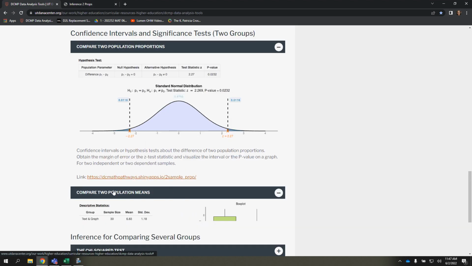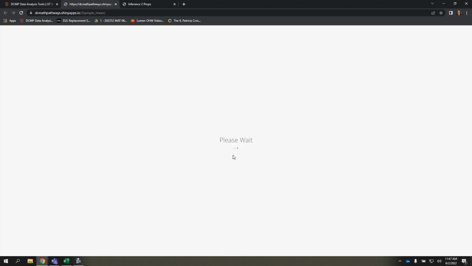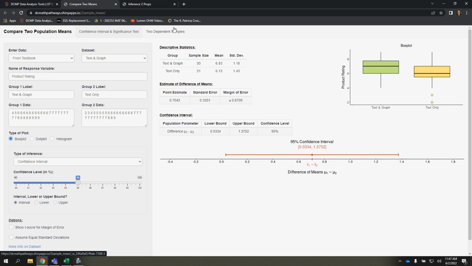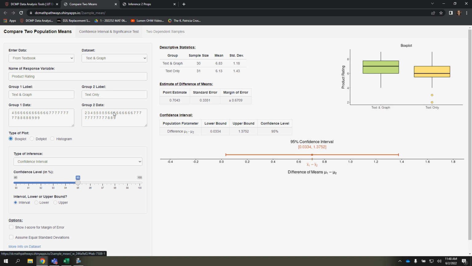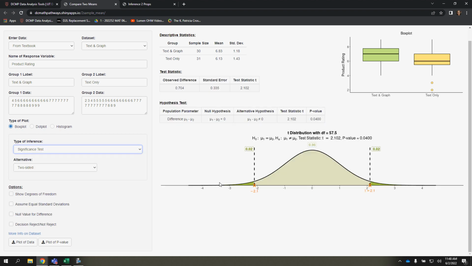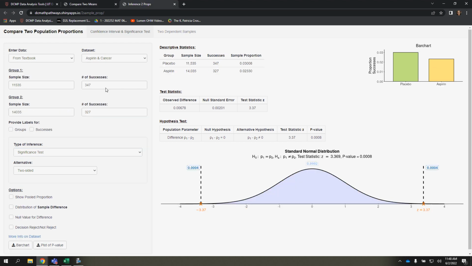The app for dealing with population means is also very similar to that. I'm going to go ahead and open this up so we can take a look at it just to see if there's any major differences. And same thing, you'll notice up at the top, we have our dependent samples as well as our non-dependent samples here. So if you're trying to compare using a confidence interval or a significance test, the process is still the same, only this time you're going to be entering the quantitative data for each set, whereas with the proportion app, you were looking at the number of successes.